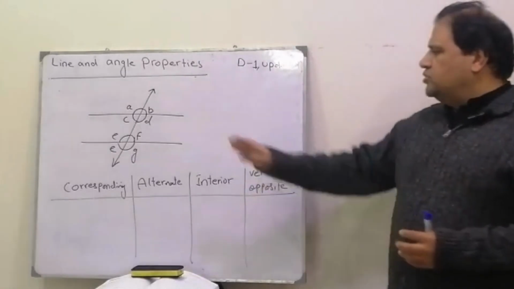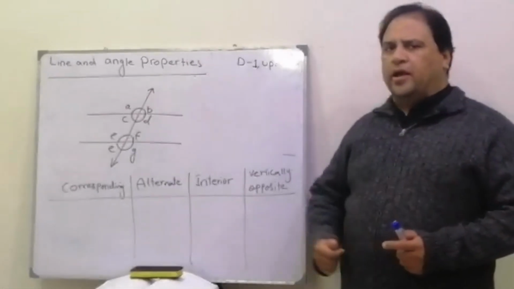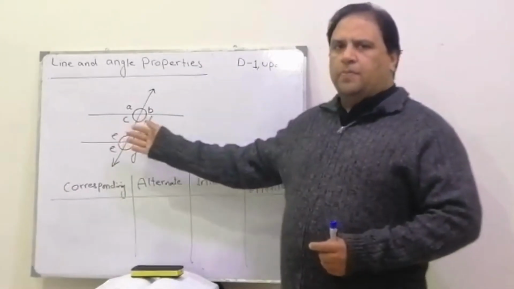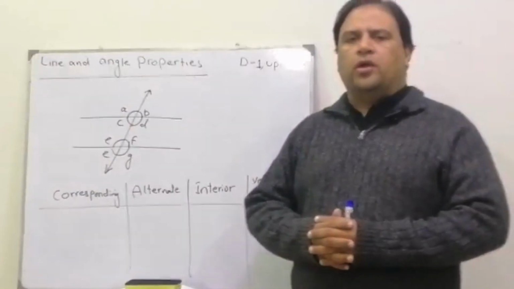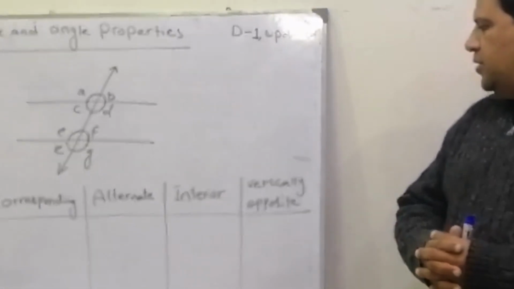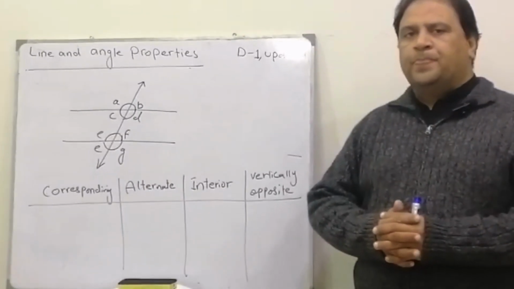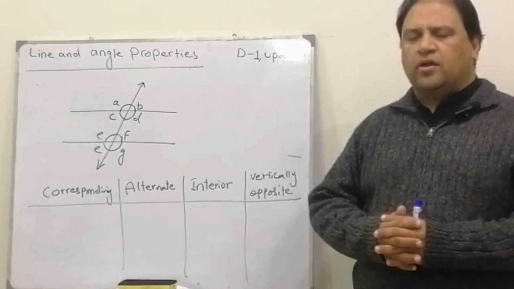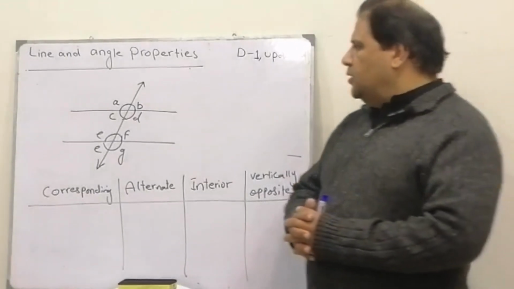Okay, so you can see on the board there is a situation when a transversal is intersecting two parallel lines. Whenever this situation happens, four types of angles are formed: corresponding, alternate, interior, and vertically opposite. We will discuss how these angles are formed, and which angle is where in the situation.